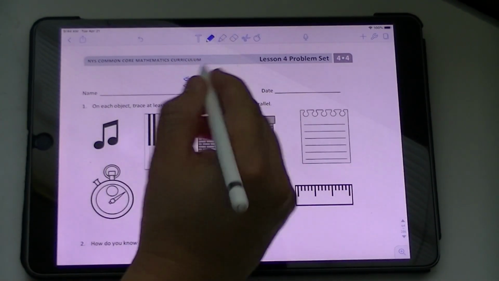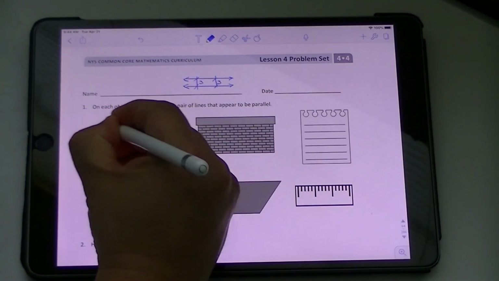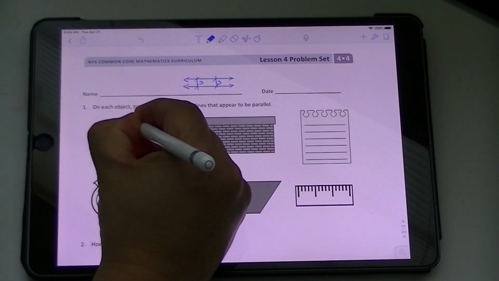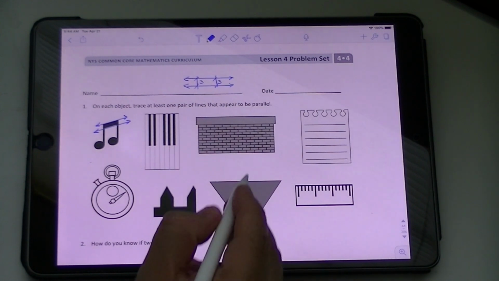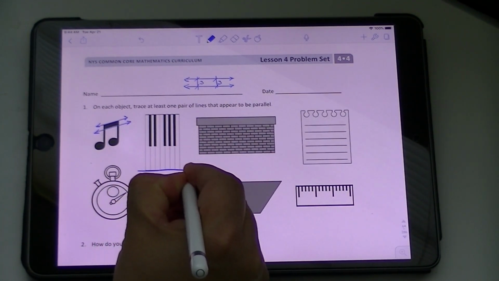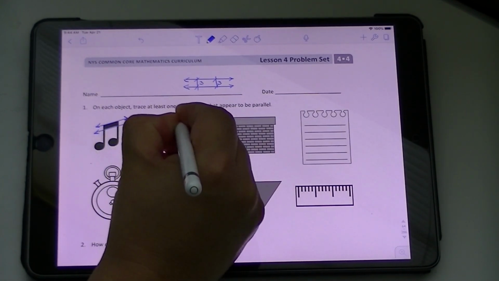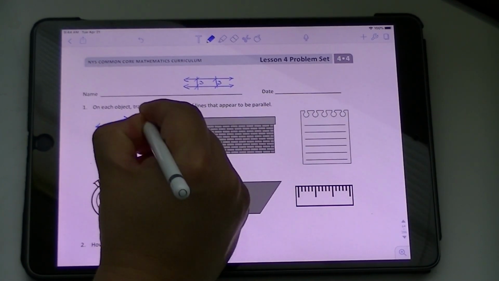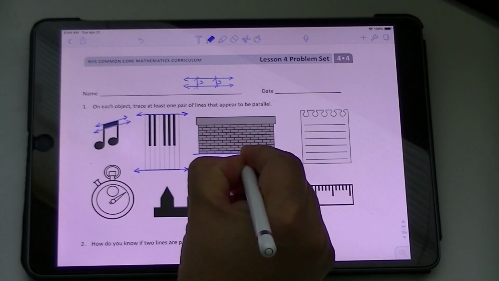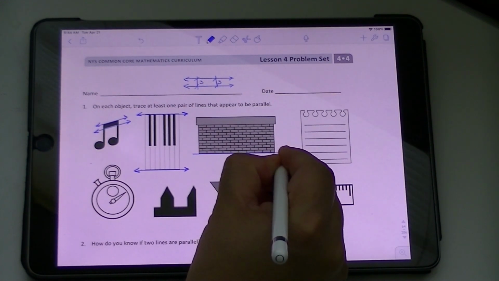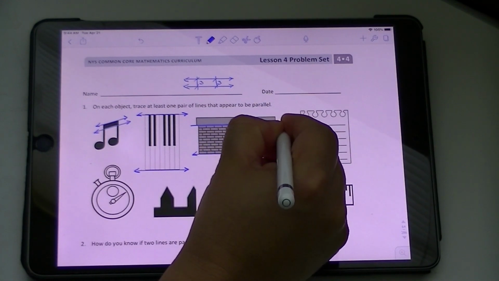So right here on the music notes, you can see that there's a line that goes that way, and then there's another line that goes that way. On the piano there's many, but if you want to, you can do this one that goes right here, and this one. On the brick wall, and then you pick many others. This is one of them.